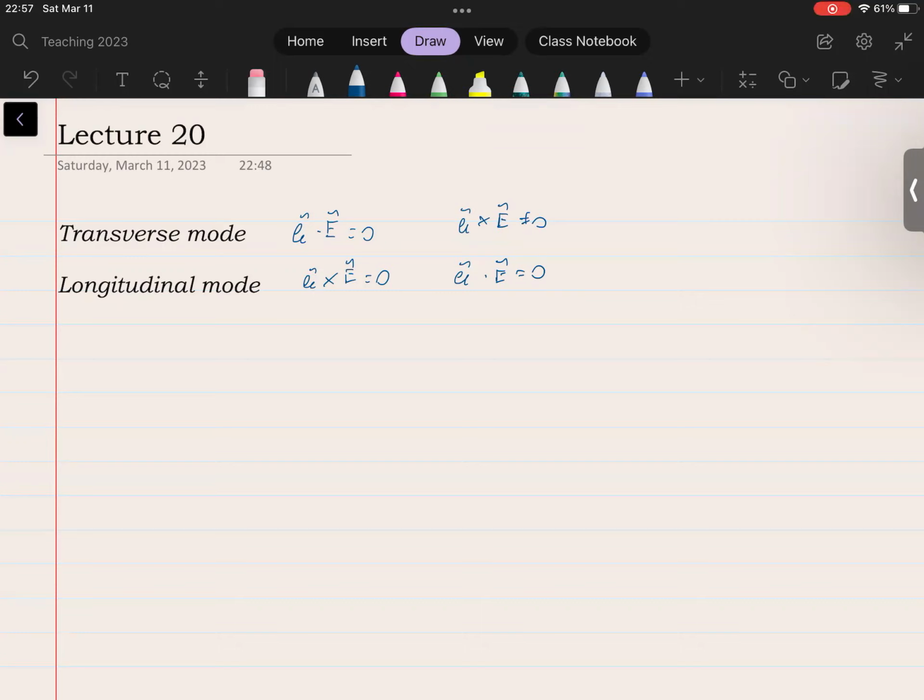We're going to follow again our textbook here with some minimal variations. We're going to start from the transverse mode.